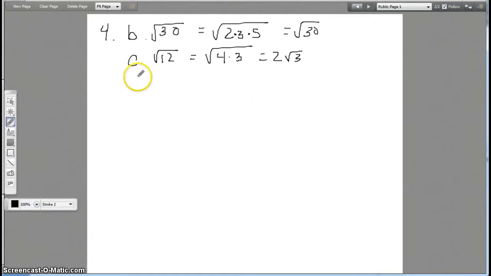Let's do one more from number 4. Part D is the square root of 150. 150 is not a square number, but it does have a square factor.